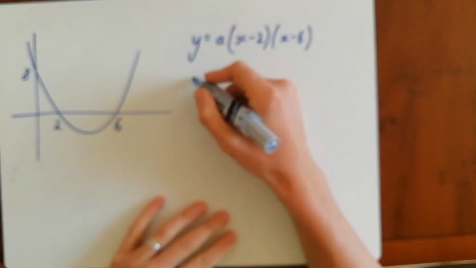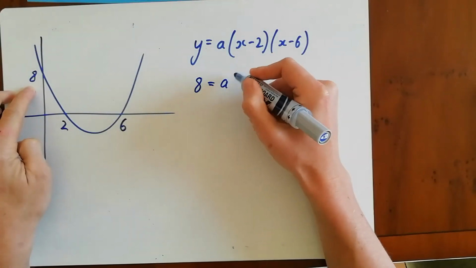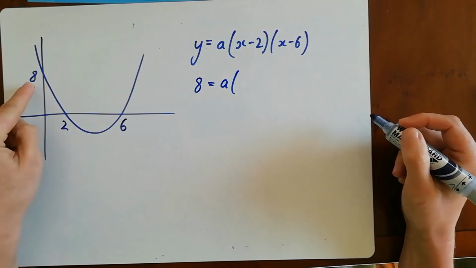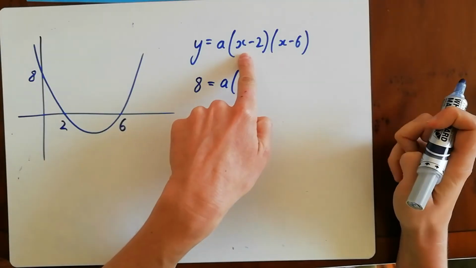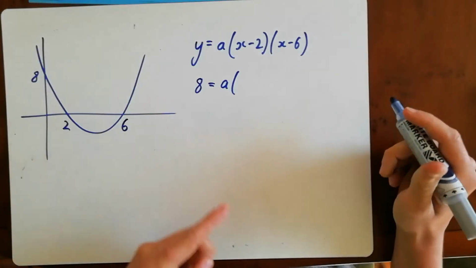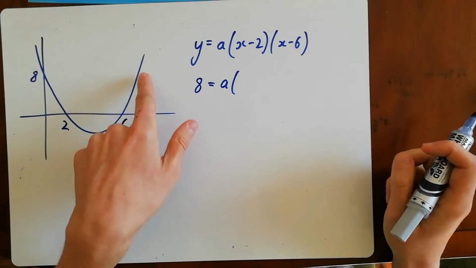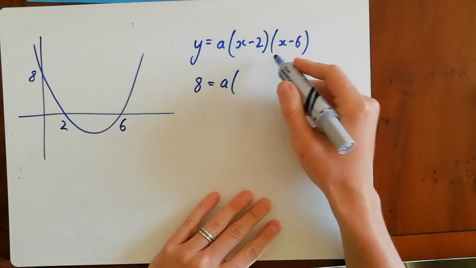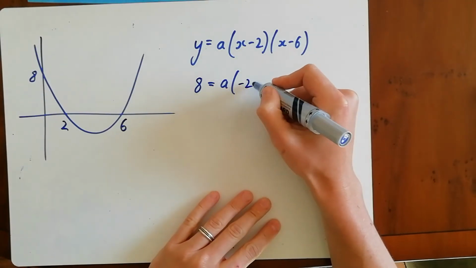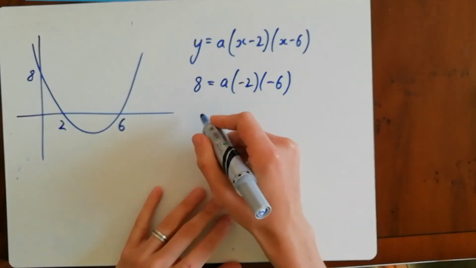Okay, so in this case, we're going to substitute in again, y is 8, x is 0, remember because I'm using the y-intercept. Like we said, if you have a different coordinate, make sure that you don't just substitute in 0 for x. Maybe you were given, say, 8, 8 would be another coordinate that's on this graph. Okay, so we'll substitute that in, 0 minus 2, 0 minus 6, and now we can work out the value of a.